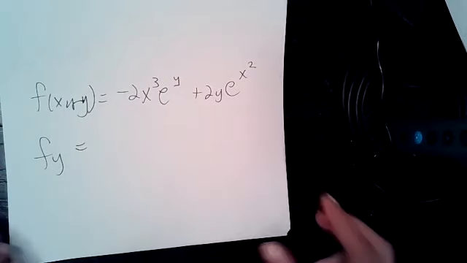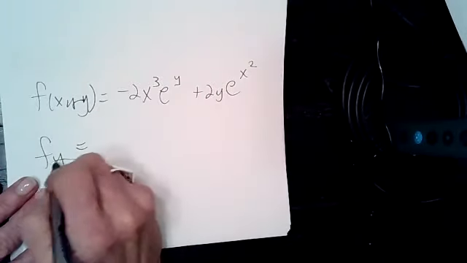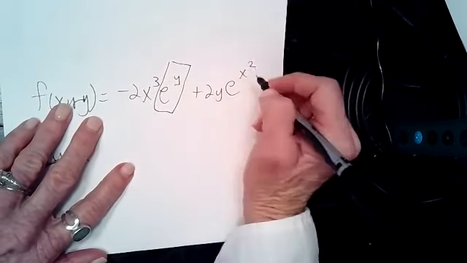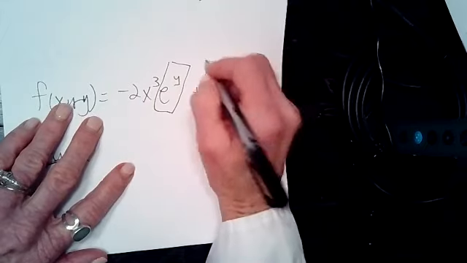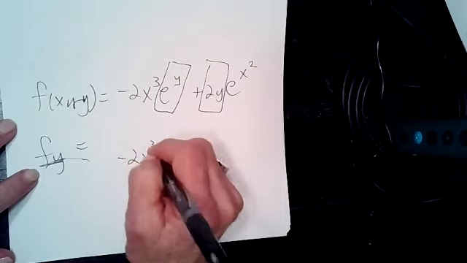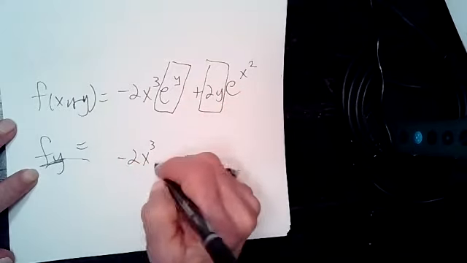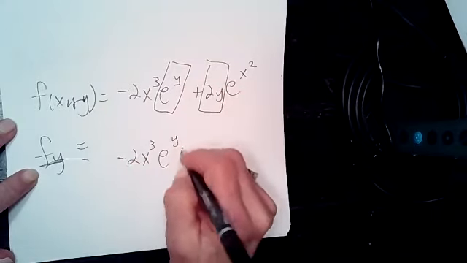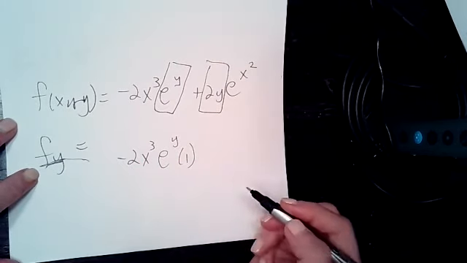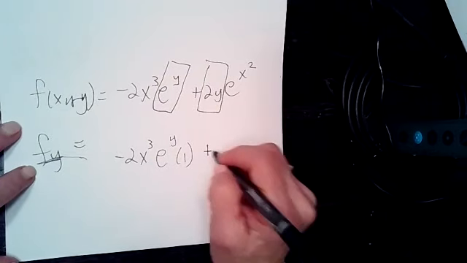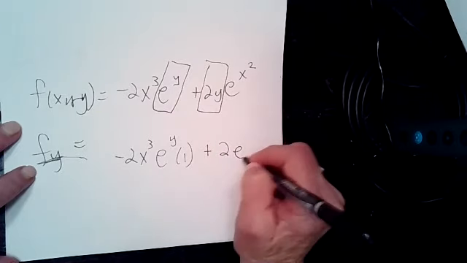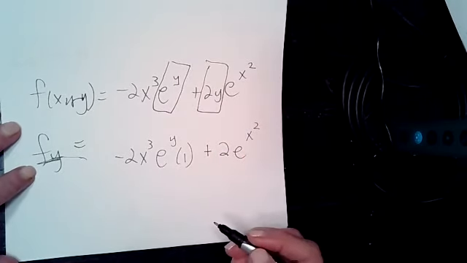All right, now the derivative with respect to y. Okay, so here's my y term, and here's my y term. Okay, so it's going to be the constant, negative 2x cubed, times the derivative of e to the y, which is e to the y times the derivative of y, which is 1. Of course, you don't have to put that, but I just wanted to show you that was the derivative of y. Plus the derivative of 2y is 2 times the x term, which is constant, e to the x squared.